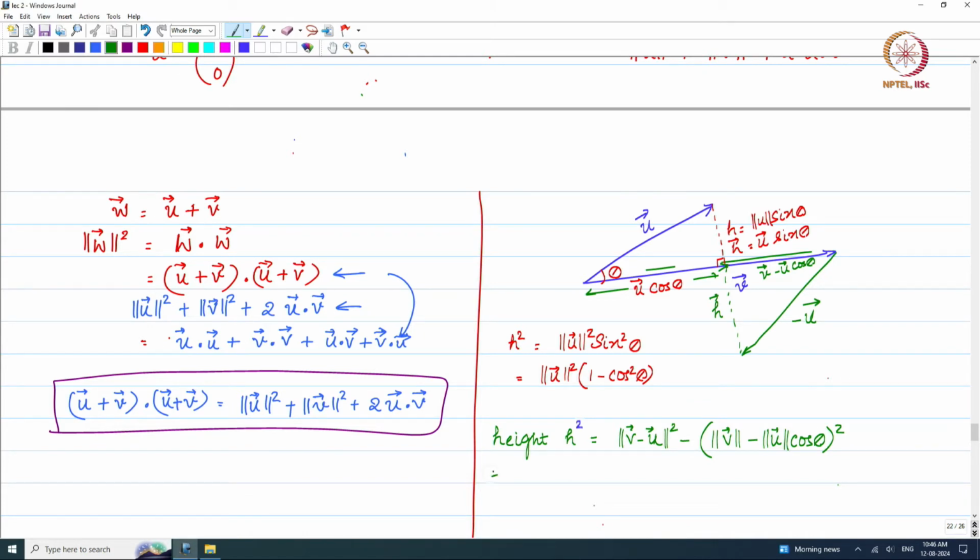So what do we have? v minus u the whole square is equal to, we already know we can expand this as a minus b the whole square. So we have v squared plus u squared, that means the squared length, minus 2 the length of u the length of v cos theta.